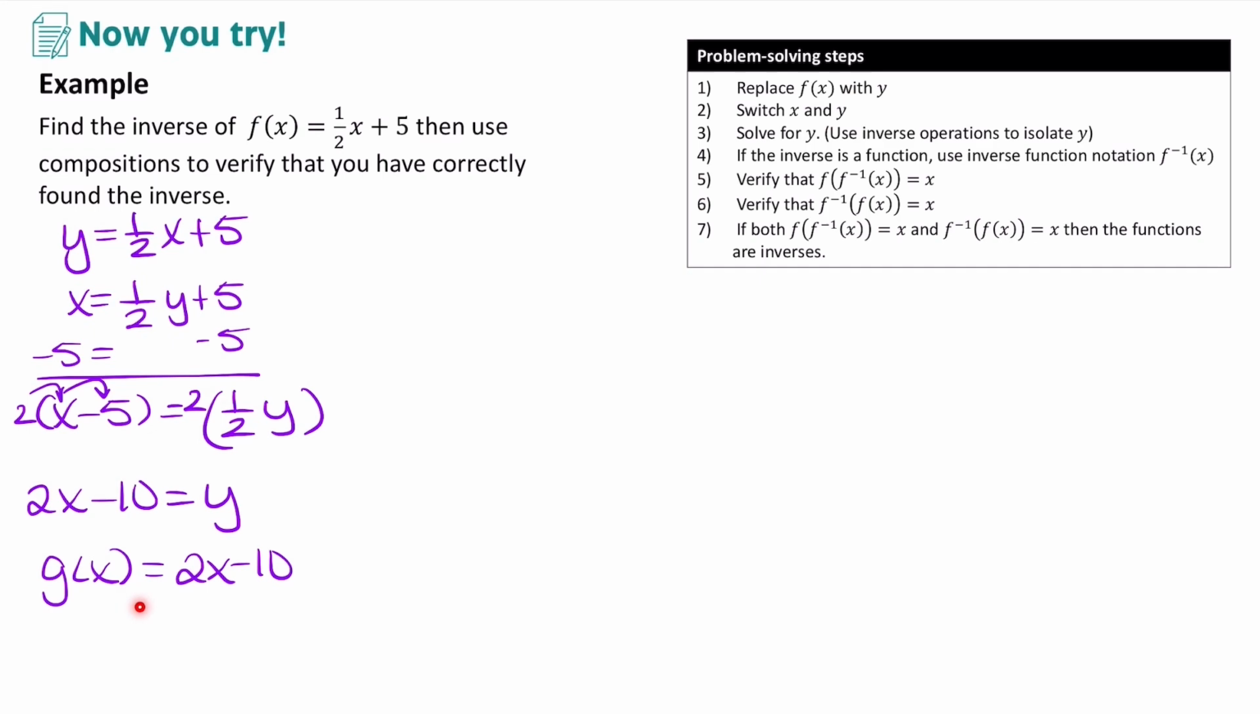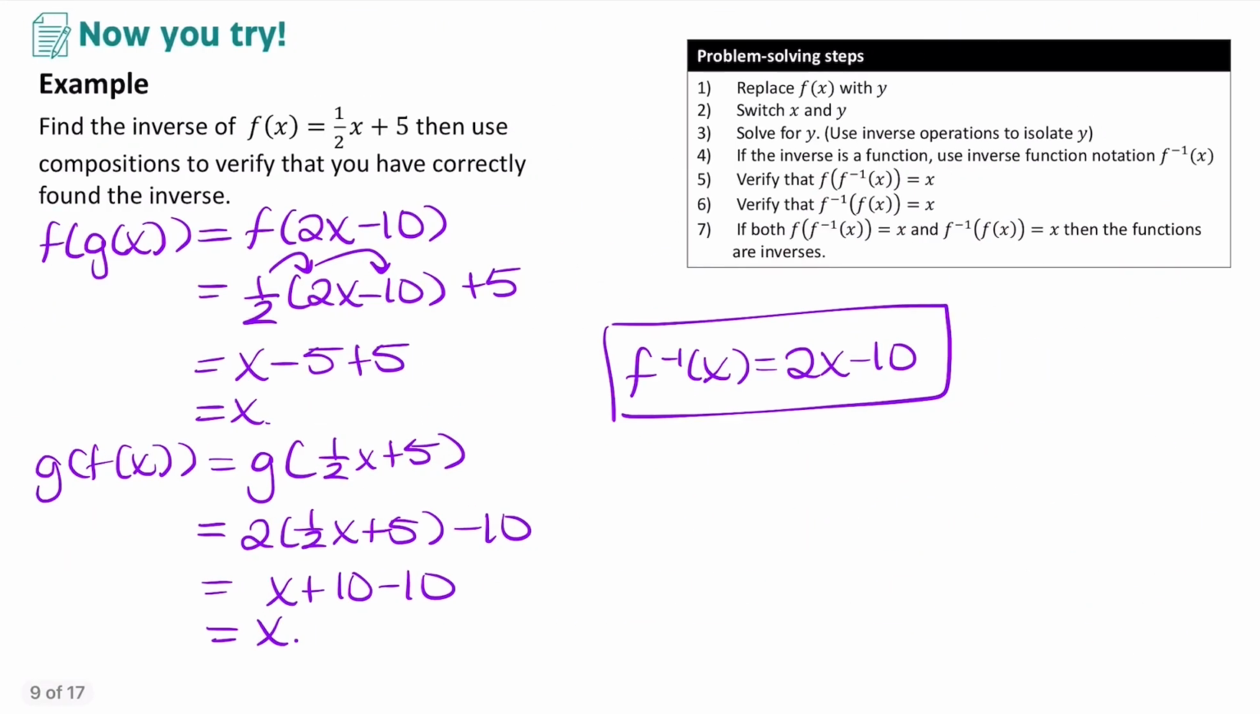I'm going to go ahead and call that g of x so I can find the compositions. f of g of x is f of 2x minus 10, and when I plug that in, I get 1/2 times 2x minus 10 plus 5. And when I simplify that, that does give me x.